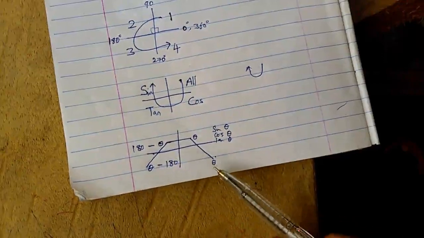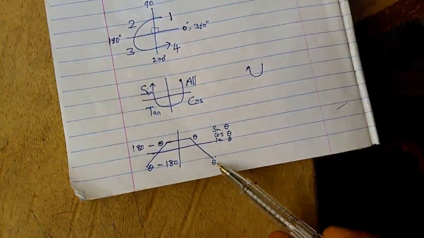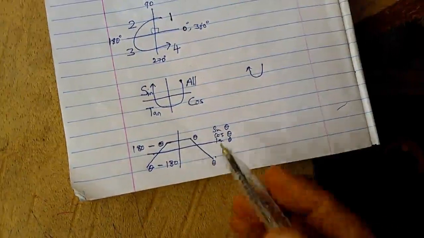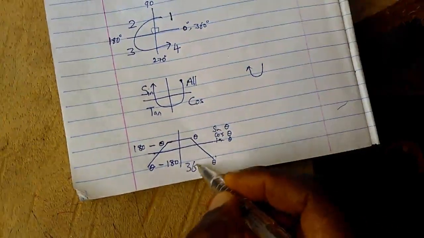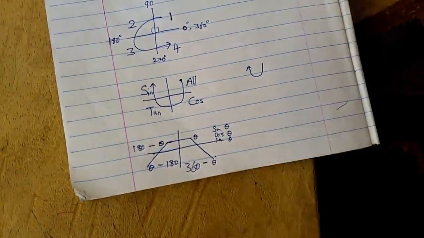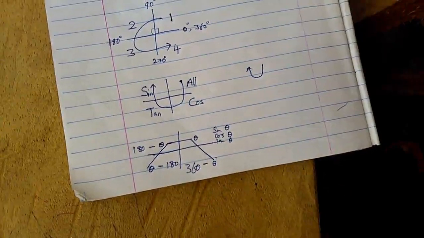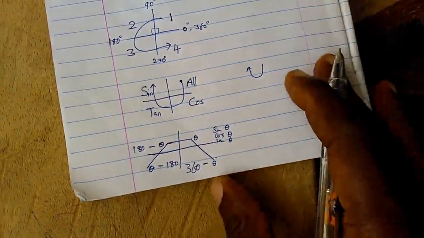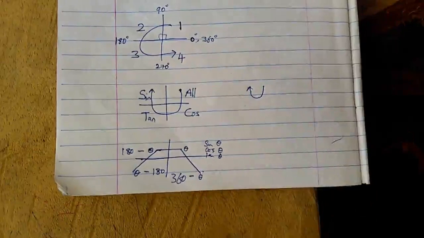Now, the last one, where do you put what you need to put? It will be in this space. It will be 360 minus theta. So that is how it goes. Now, these are the three codes you need to be able to solve any angle between 0 and 360.